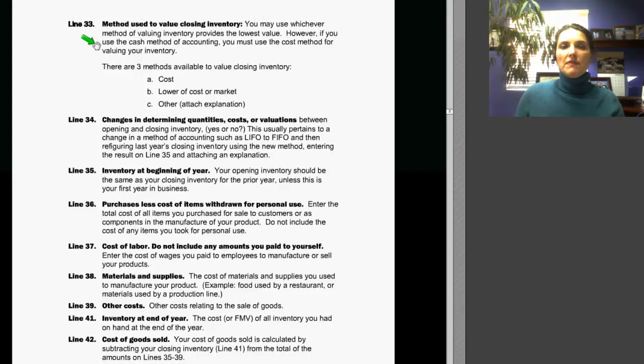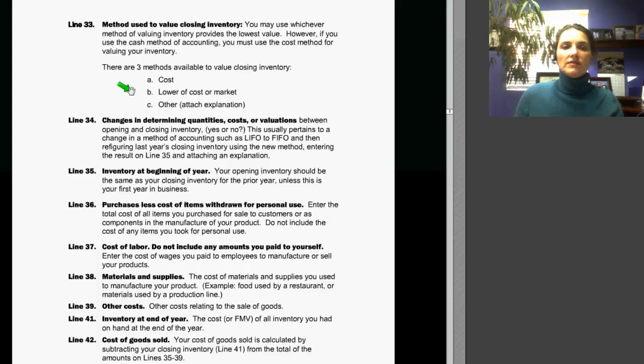Beginning with line 33, the method used to value your closing inventory. You may use whichever method of valuing inventory provides the lowest value. However, if you use the cash method of accounting, you must use the cost method for valuing your inventory. The three methods available to value closing inventory include cost, lower of cost or market, or other method, but attach an explanation. Line 34. Changes in determining quantities, costs, or valuations between opening and closing inventory.